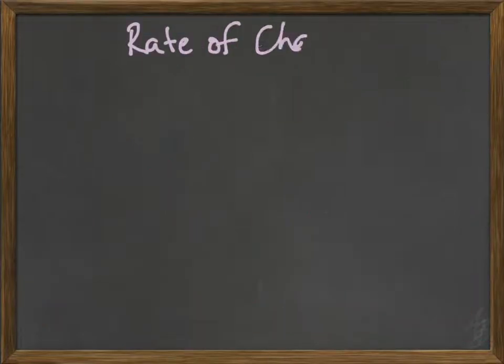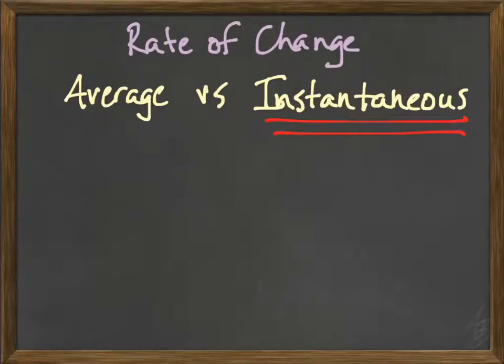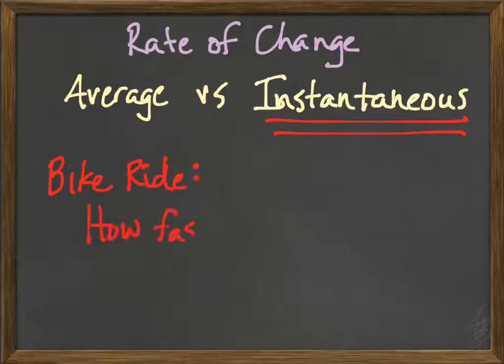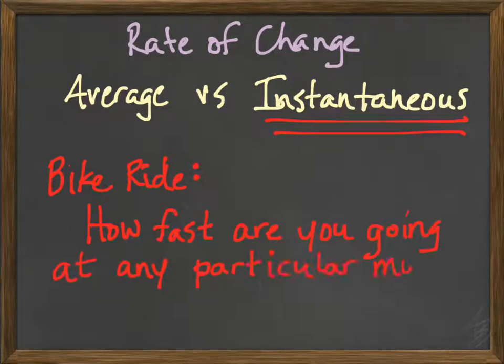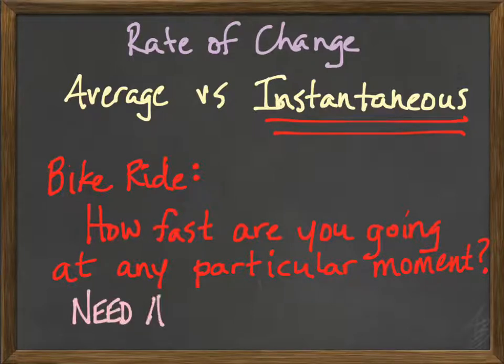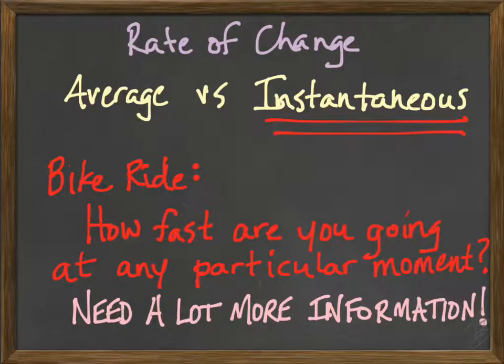So, a more interesting concept with rate of change is instantaneous rate of change. This can be a much more valuable idea. So, in our bike example, let's say we want to know how fast we're going at any particular moment. That would be considered our instantaneous rate of change. However, to calculate instantaneous rate of change, we need a lot more information, and we're going to need some different methods.